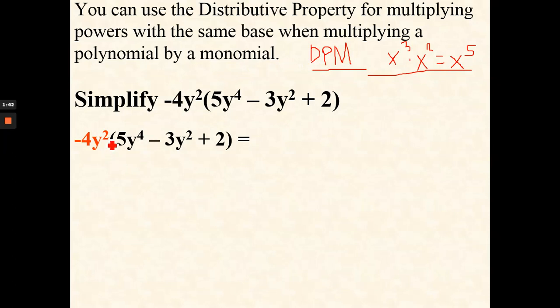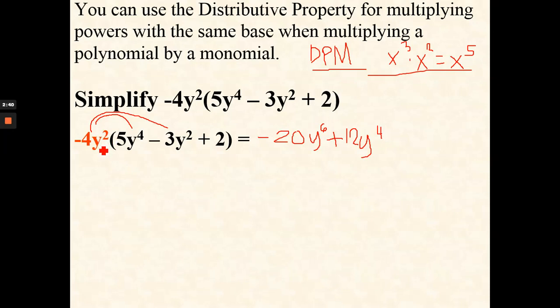So we have negative 4y squared, that is the monomial, multiplied by the polynomial 5y raised to 4 minus 3y squared plus 2. Let us multiply, applying the distributive property. Negative 4y squared multiplied by 5y raised to 4. Negative 4 times 5 is negative 20, and for y, 2 plus 4 is 6. The next one, negative 4y squared times negative 3y squared. Negative times negative is positive, 4 times 3 is 12, and for y we just add the exponents: 2 plus 2 is 4.